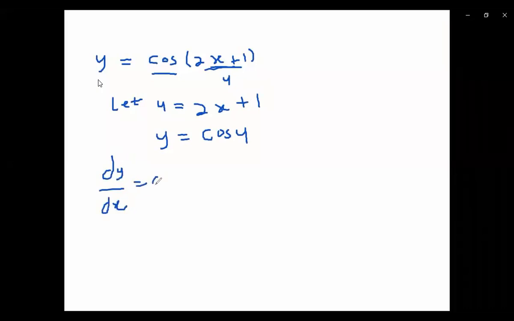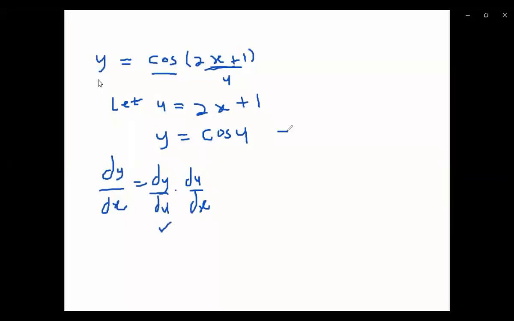dy/du times du/dx. Okay, so when you look at it technically, this cancels out this, right? Then you come back to dy/dx. Okay, so what we need to do is differentiate y with respect to u here.